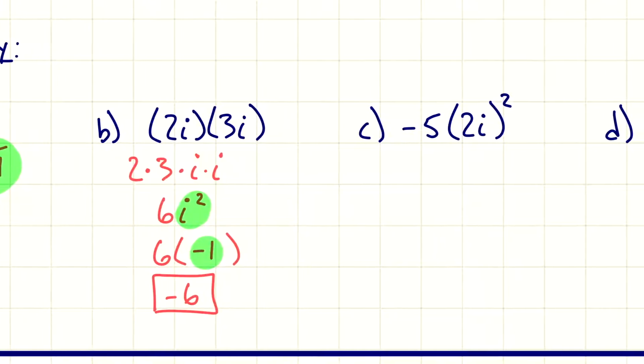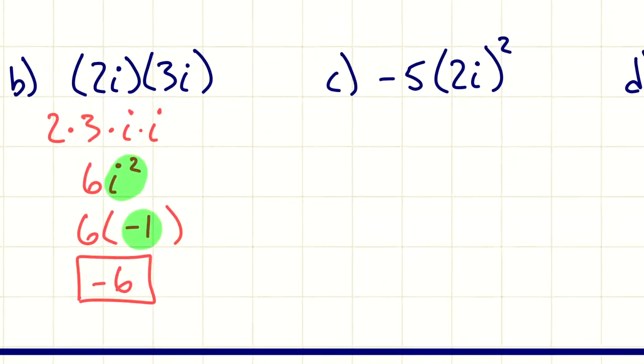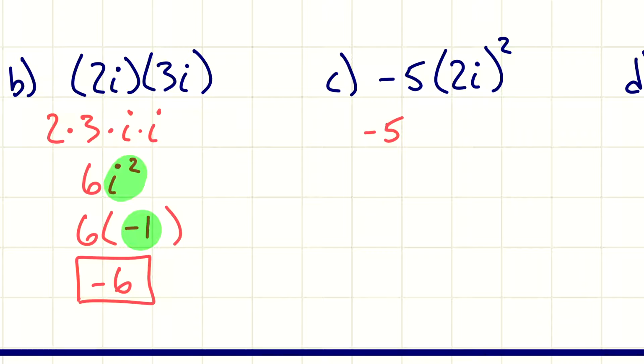All right, and then let's see, -5 times (2i) squared. If you know your exponent rules, you would have to distribute your exponent to everything inside first, you would not distribute the -5. So as an explanation of why, think about it, (2i) squared is really the same thing as 2i times 2i. Right? There's 2 of them.